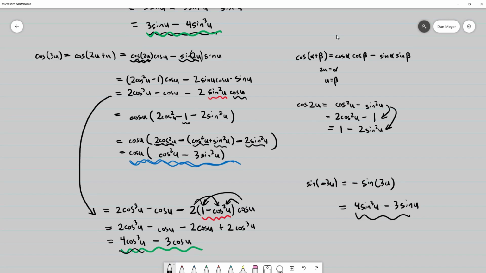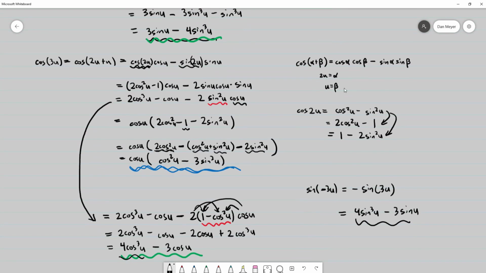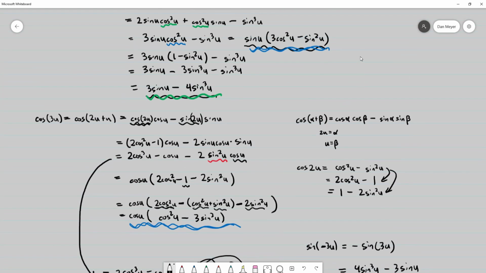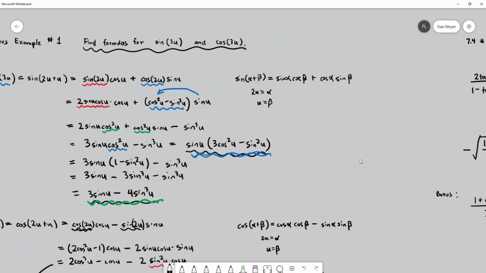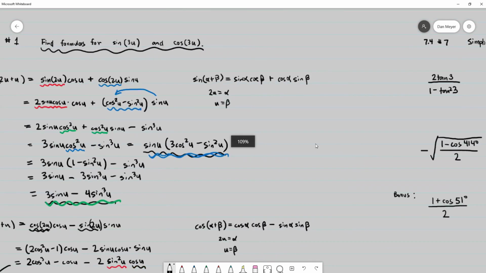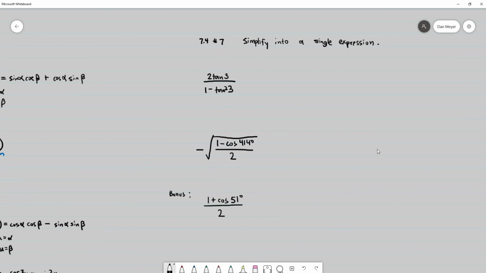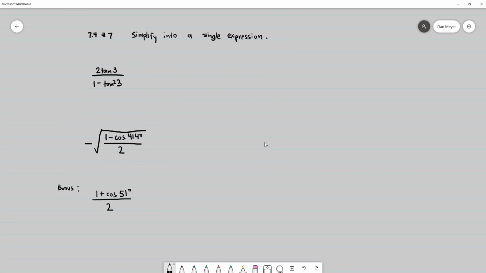But I think it's time. We've played around in the sand enough here. Let's go back to doing some more problems similar to the ones that you will likely run into on exams. All right, so we did a couple of examples at the end of class last night here. Simplify into a single expression. We have a couple more that we wanted to clear up, plus a bonus example.